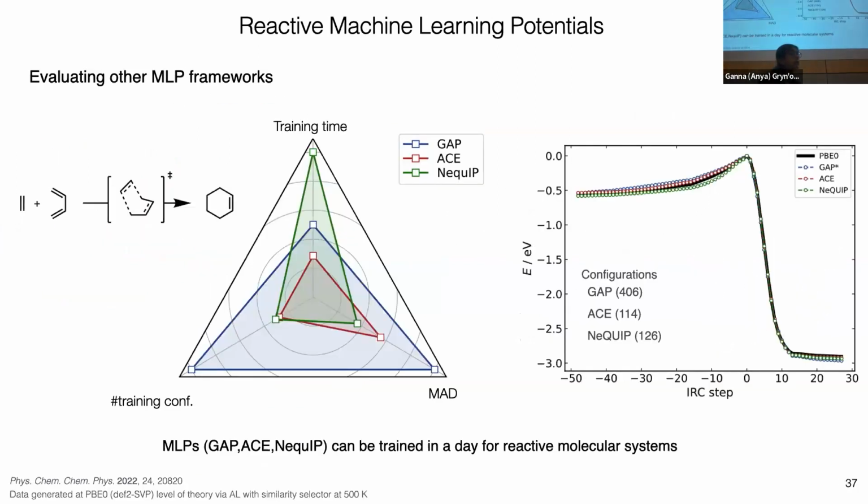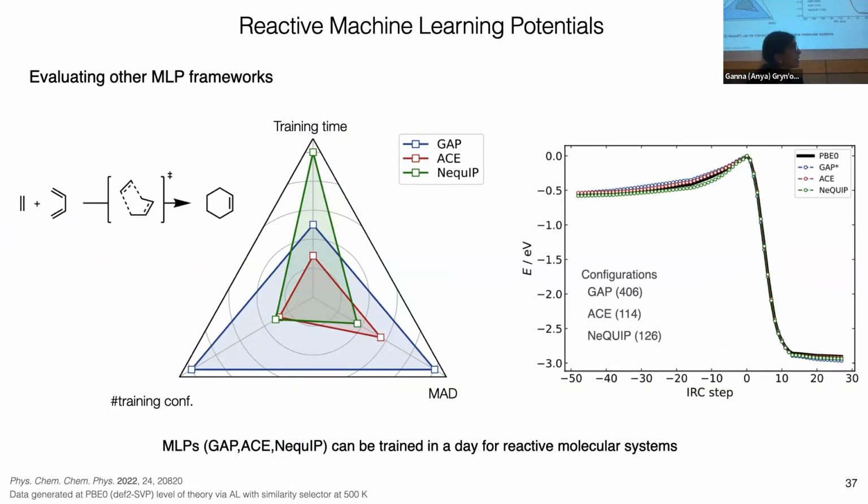But more recently, there have been more methodologies coming in. You have seen equivariant models that are very, very useful and very powerful. And we started to move away from the GAP model, this kernel-based approach, because it was more difficult to train when we have highly exothermic reactions. Okay. So right now we have developed a methodology that we can just compare the different approaches. In this case, we're comparing GAP, ACE, and NequIP. NequIP is an equivariant neural network model.